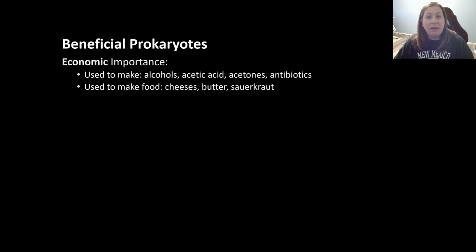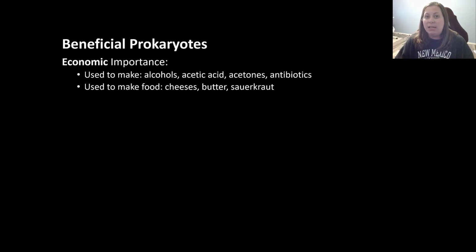So we talked about kind of the bad stuff. Let's talk about some of the good things that bacteria can do, because a lot of bacteria is not bad. It actually helps us. So let's talk about some of the economic importance. Economic means money. We actually see that bacteria is used to make a lot of things like alcohol, acetic acid, acetones, like the stuff that's used on your fingernails, and even antibiotics.